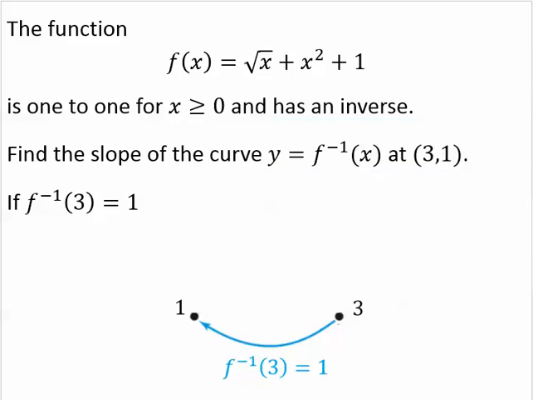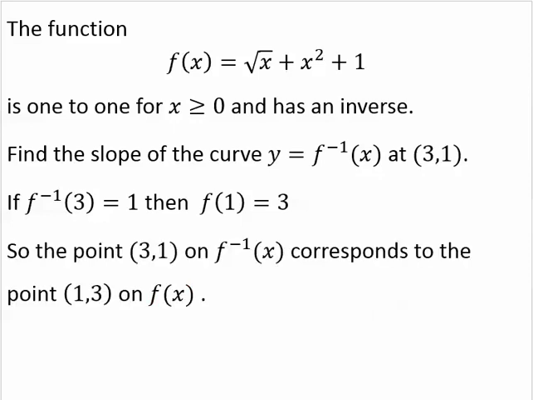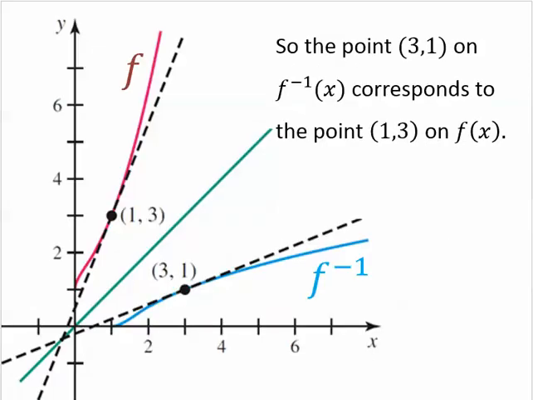If f inverse evaluated at 3 equals 1, then f of 1 equals 3. So the point 3, 1 on f inverse corresponds to the point 1, 3 on f. So that's why the ordered pair switches like that. It's going to be most helpful if we look at a graph. The point 3, 1 on f inverse corresponds to the point 1, 3 on f.